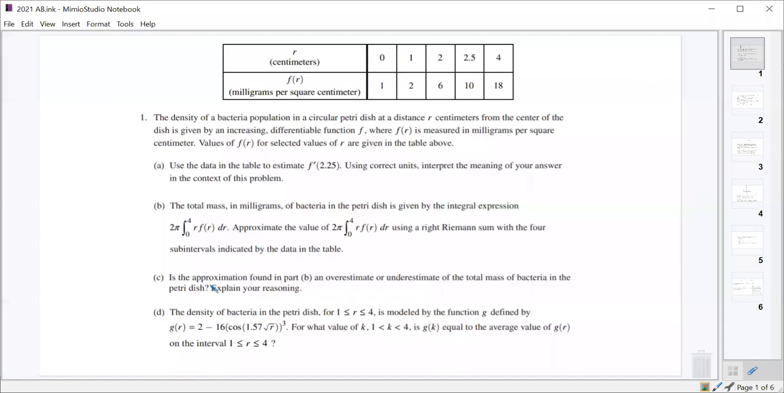The density of bacteria in a circular petri dish. Okay, all this stuff. They give you a chart. What do you need to do for part A? Estimate f prime of 2.25. This should be very easy.